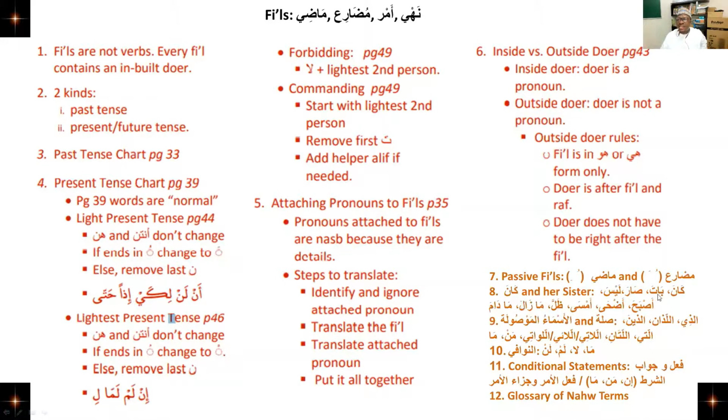Kana and its sisters are another concept: Kana, Bata, Sara, Laysa, Asbaha, Adha, Amsa, Zalla, Madama, and so on. All these sisters have a job to do also. They come and the construct is considered a fi'l, but they are actually fi'l naqis. They are known as incomplete fi'ls. Why are they incomplete? Because they do not have a fa'il. They have their ism and their khabar. We did that concept too, very interesting.